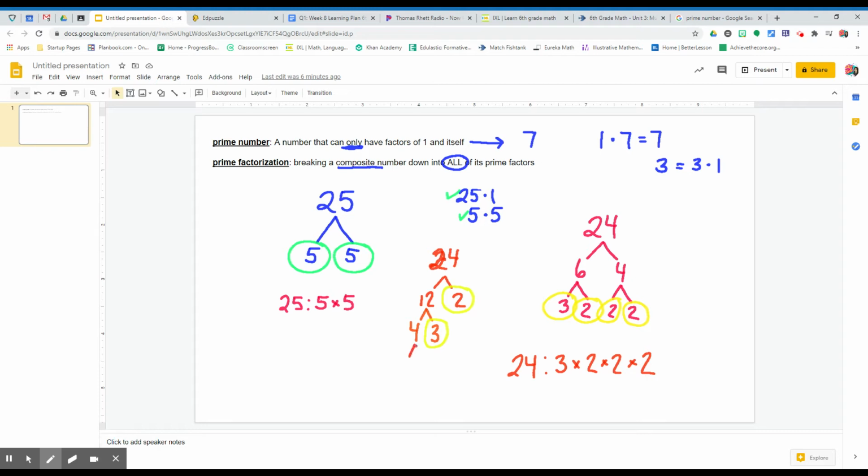So I'm going to ask myself, with 4, what times what gives me 4? 2 times 2. Well, I can't break 2 down any further because the only factors of 2 are 1 and 2. So here's a prime factor and here's a prime factor. And if you notice, they are all the same prime factors as when we broke 24 down using 6 and 4. So whatever way you go about breaking it down into the prime numbers, you are going to get the same result each time.